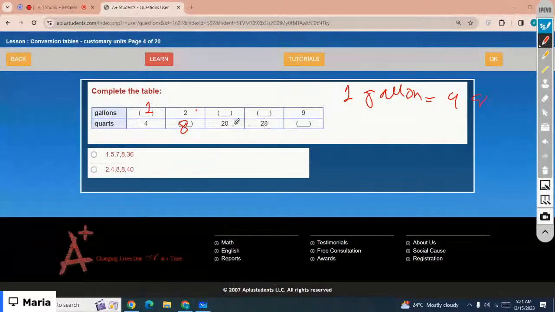You have 20 quarts divided by 4 is 5. You have 28 divided by 4, that is 7. 9 times 4, that is 36. So the correct options are 1, 5, 7, 8, and 36. The correct option is option number 1, right? They are 1, 5, 7, 8, and 36. Option number 1 is the correct option.